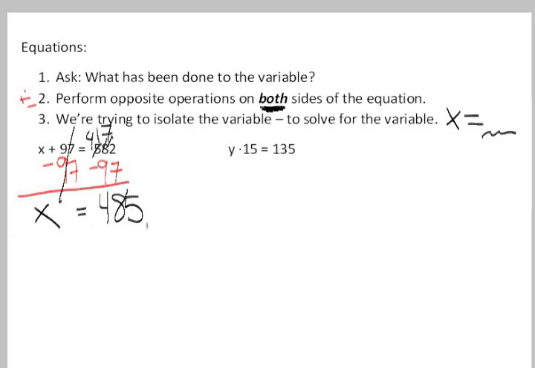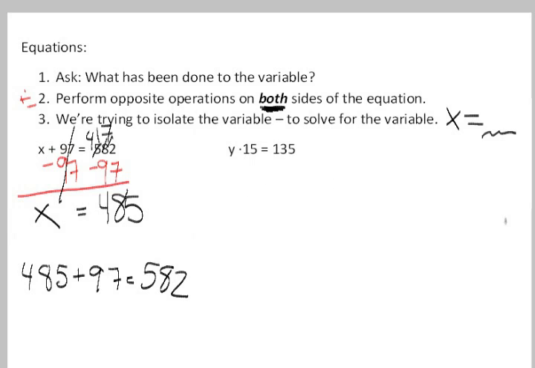We can always check our equations by taking our answer and substituting it for the variable in the original equation. So if we do the problem 485 plus 97, we should get as our answer 582. And that's how we can check our work.